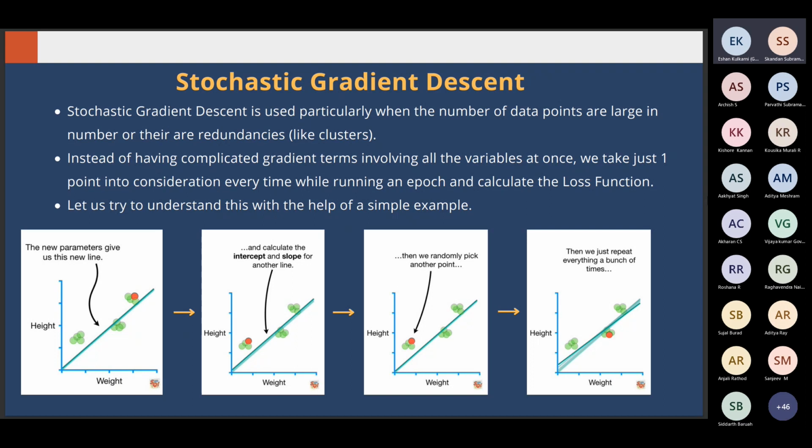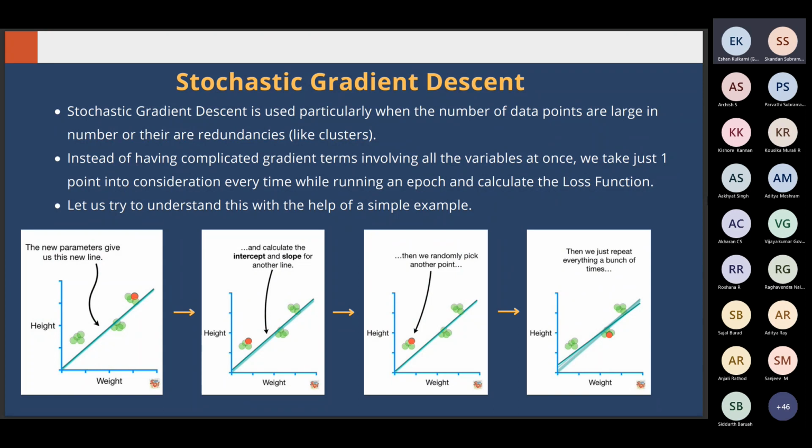Like in the following figures, you can see there are clusters of points. So these are redundancies. Now if we consider the normal gradient descent, we have to consider all the points, and that will create a lot of mess, because then we'll have to take into account a lot of derivative terms, and that would get a bit messy. So to avoid all that, we take a single point from any one of the clusters, and we just go on with the normal gradient descent formula.